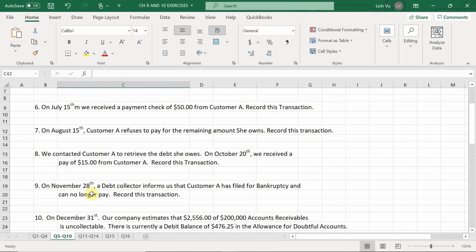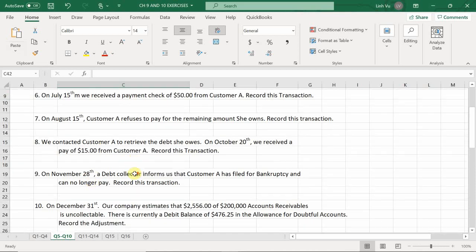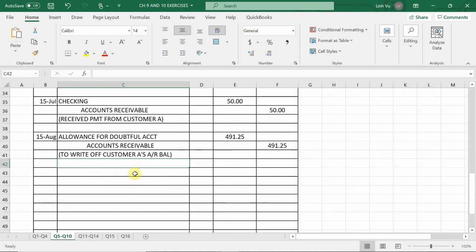So then on October 20th, we end up receiving another payment for $15 from customer A. Record this transaction. In this case, our potential bad debt is currently in the allowance for doubtful accounts. Because we actively moved that amount over, we need to undo it in order to make it active again. Right now this doesn't even exist in accounts receivable anymore because it's potential bad debt. It's getting ready to be collected some other time.